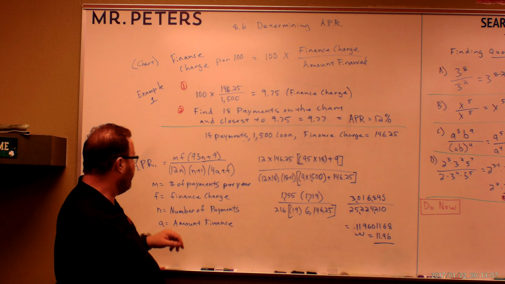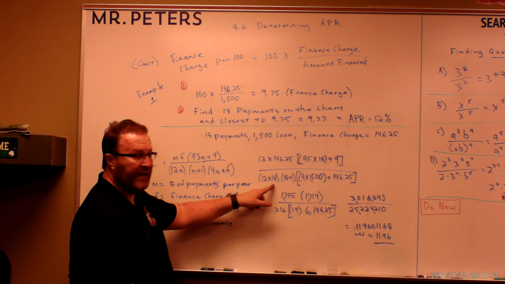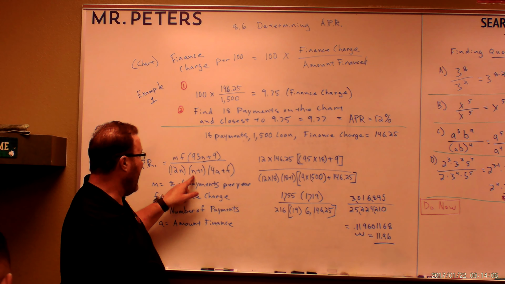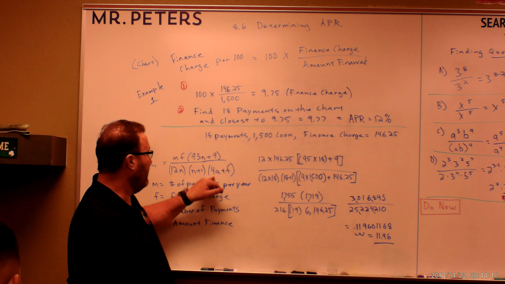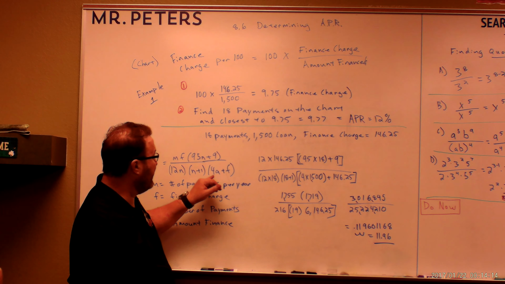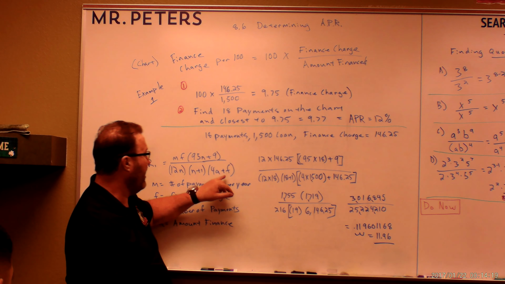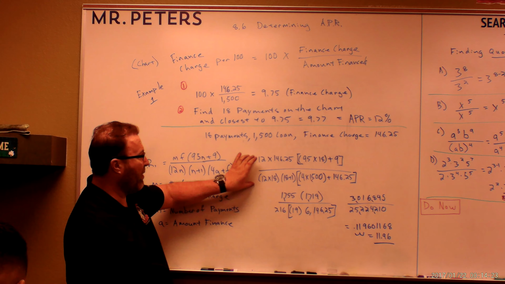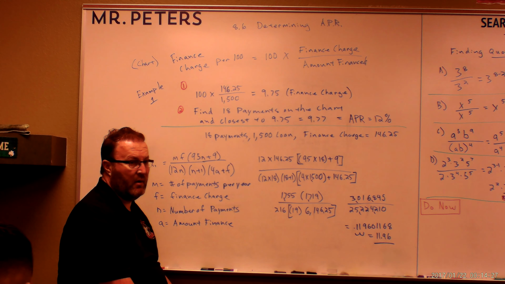Okay, now on the bottom. This is 12 times N, okay? So 12 times 18, because there's 12 payments in a year, there's 18 payments total. And then N, total of the payments plus 1, so 18 plus 1. Then inside here, this is 4A. A is amount financed. So it's 4 times the amount that they financed, 1,500. So 4 times 1,500. And then the finance charge of 146.25. Any questions of where these numbers came from?